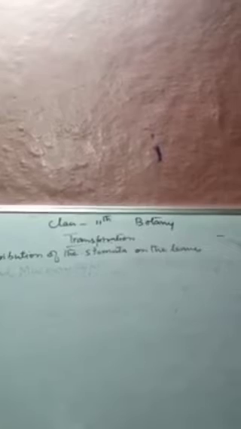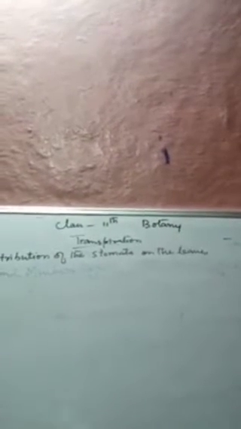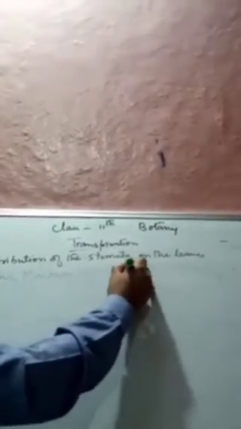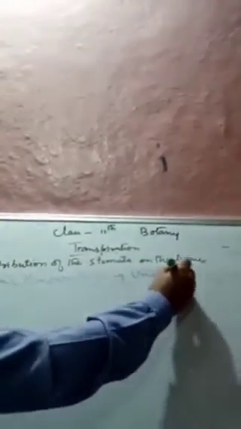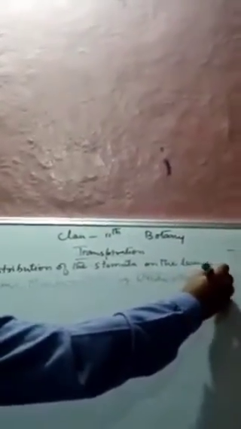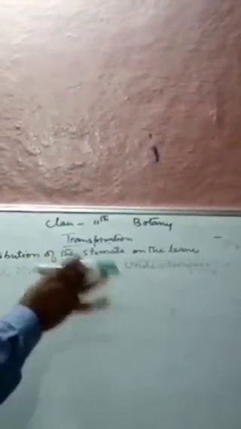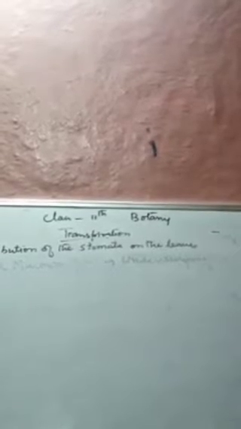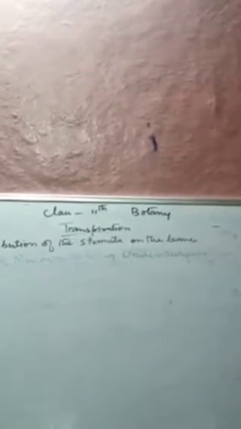What happens in this apple and mulberry type? The stomata are mainly found on the under surface, that is the lower surface of the leaves. This is called the apple and mulberry type.